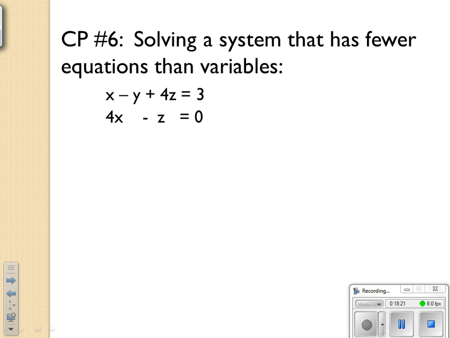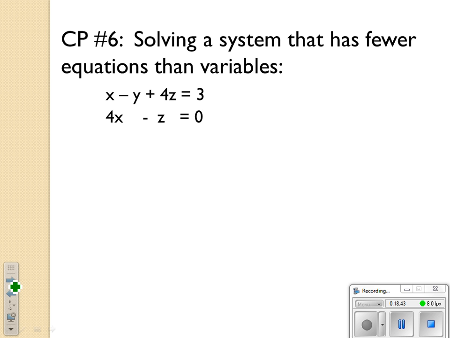Checkpoint number 6. Solve a system that has fewer equations than variables. Usually when you have a 3-variable system, you're going to get 3 equations. This one doesn't have that. Notice that the top one has a y in it, but the second one does not. So what do we do then? You really don't go about it any differently than the others.